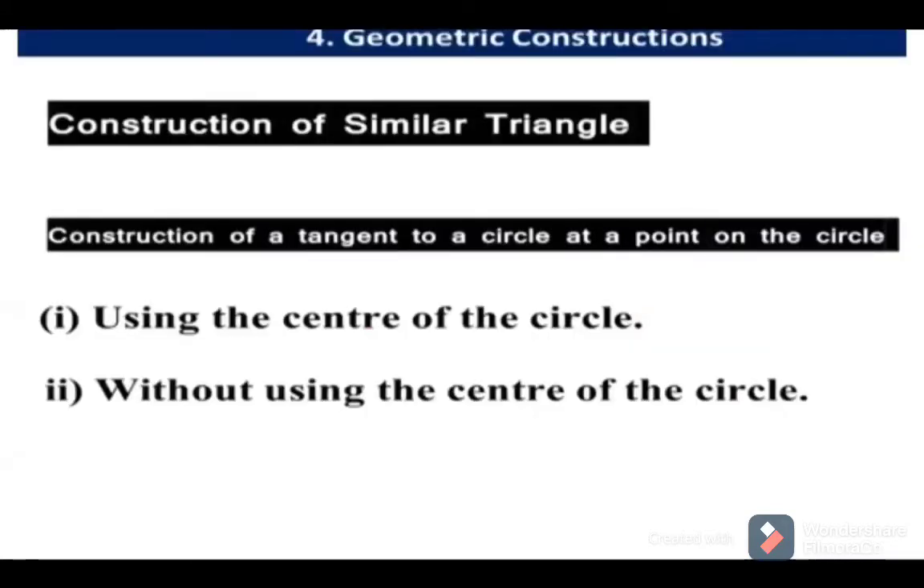In the fourth lesson, you are going to construct diagrams. Here two important things you are going to construct. The first one is construction of similar triangles, and the second is construction of a tangent to a circle at a point on the circle. There are two methods to construct the diagram. The first one is using the center of the circle, and the second one is without using the center of the circle.